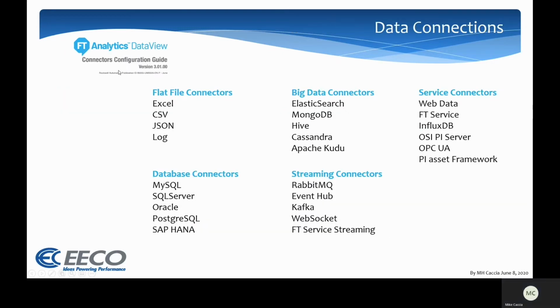A little information about what DataView can connect to. This is pretty advanced stuff in my view. FactoryTalk Analytics DataView has a connectors configuration guide, version 3.01, that I'm referencing today. There are different types of data that we may want to access in the grand scope of things in a factory. The most common is a flat file connector, which is like Excel, CSV files, etc.